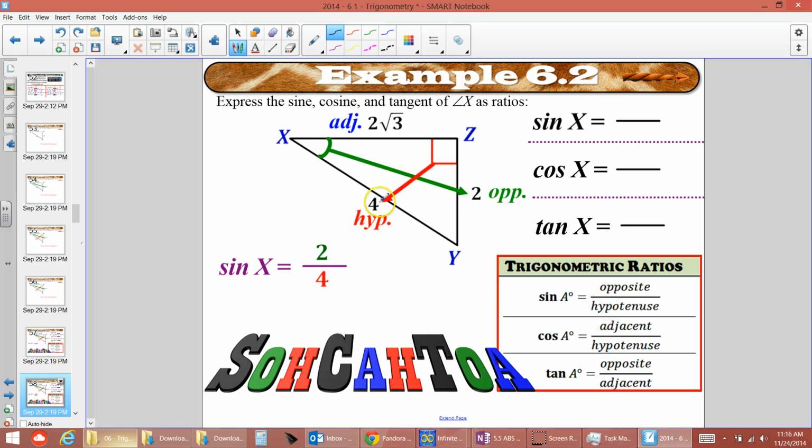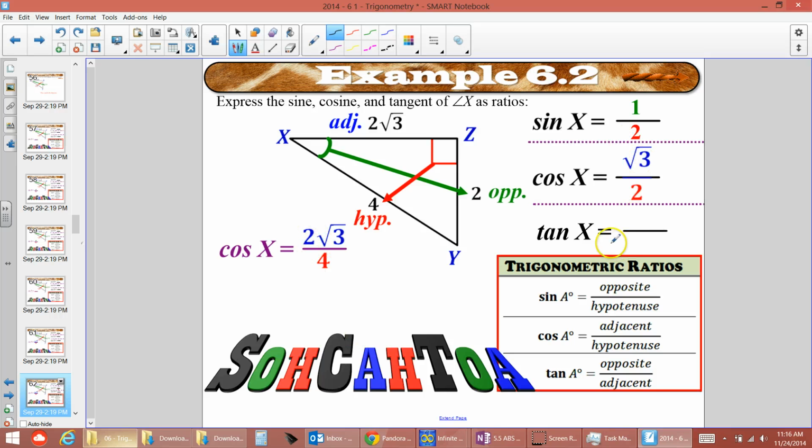So once I've marked my diagram, now I can start plugging in my opposite over hypotenuse, which is 2 over 4. Opposite over hypotenuse right here, 2 over 4. And then I can reduce that down and put it up here, 1/2. Now we can do cosine. Adjacent over hypotenuse: 2 root 3 over 4. And again, I can reduce this down to root 3 over 2.